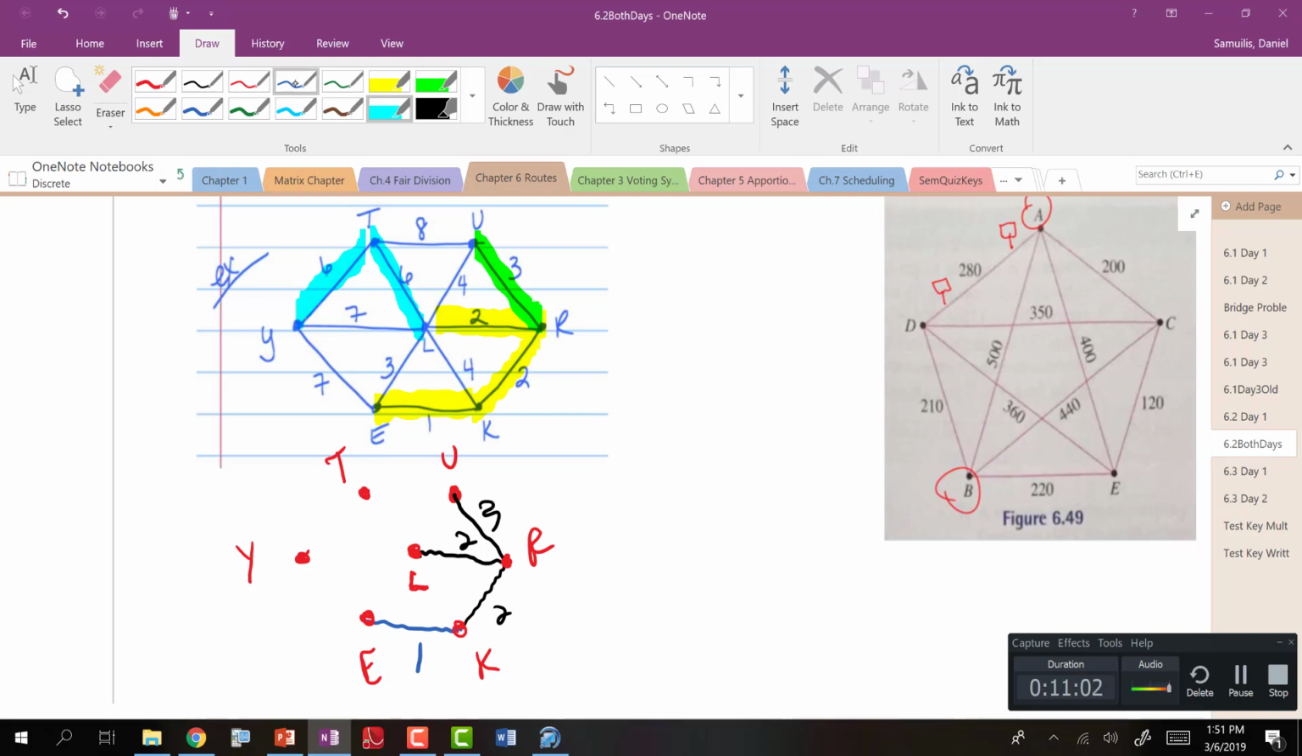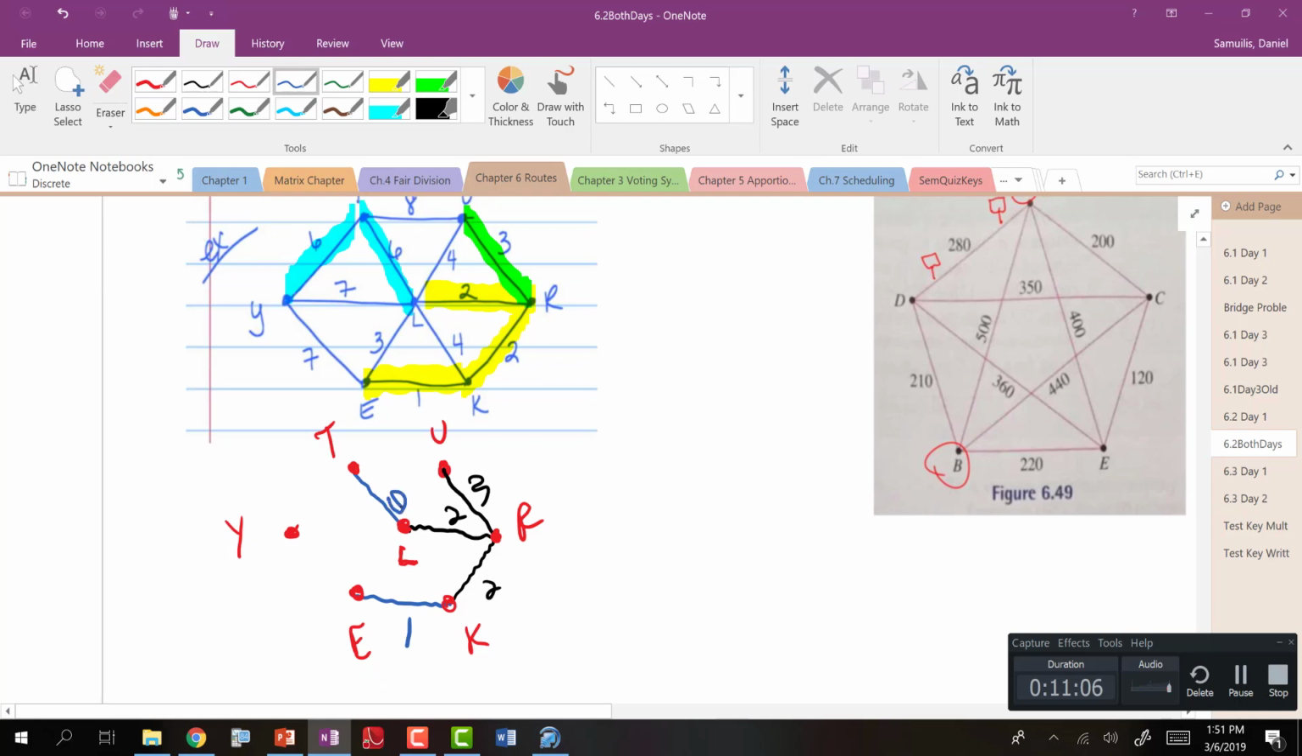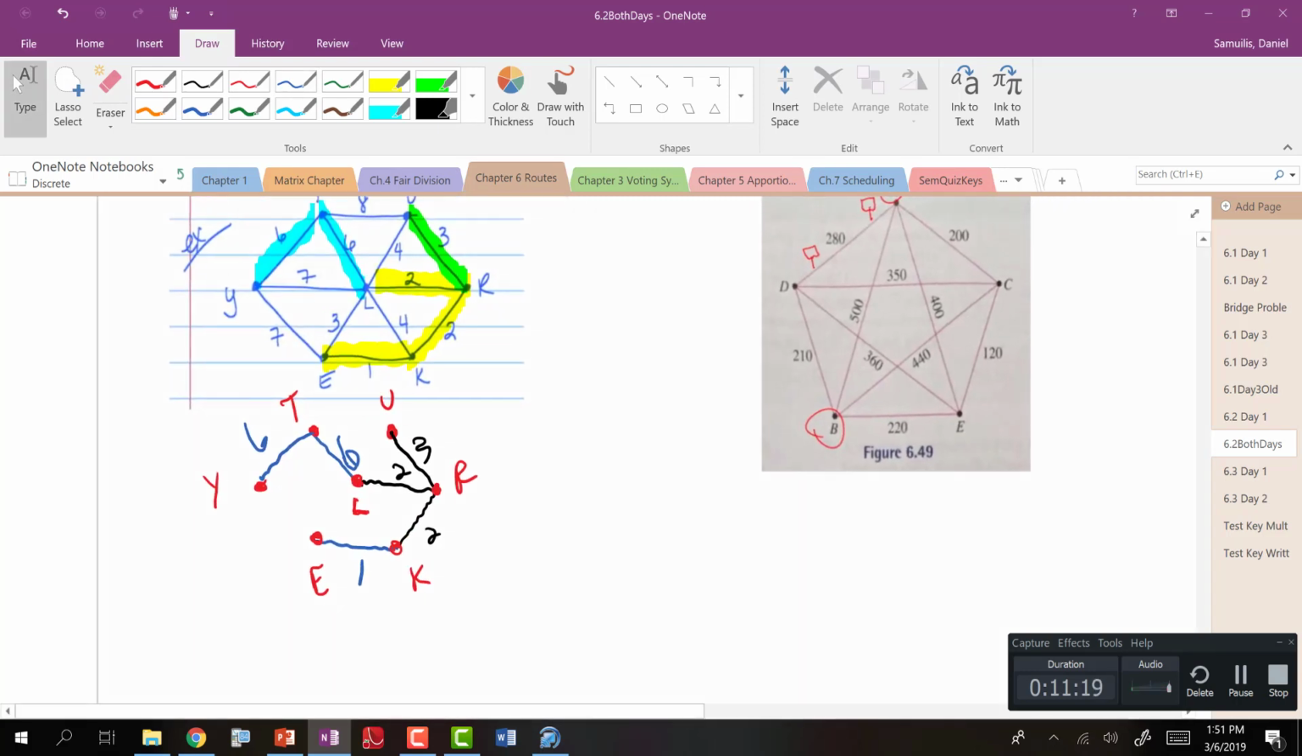Okay, so I go back to this. Change colors again. 6. That moved on me. And then 6. Then notice I have a weird looking tree, but all the vertices are now connected. They're all involved. They're all in the network. And as I write this down, then you write your weight.